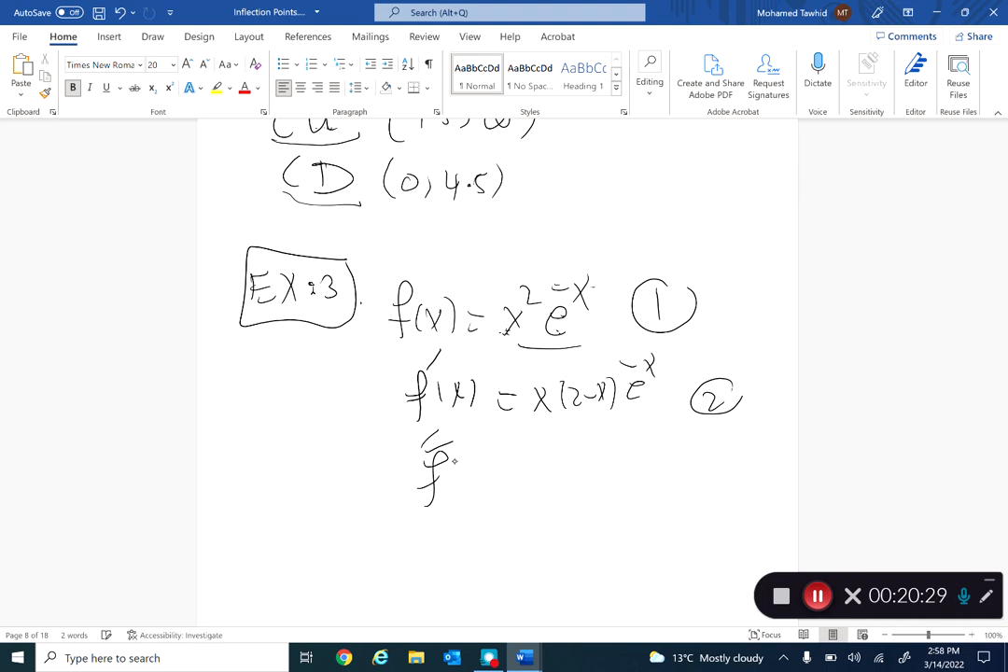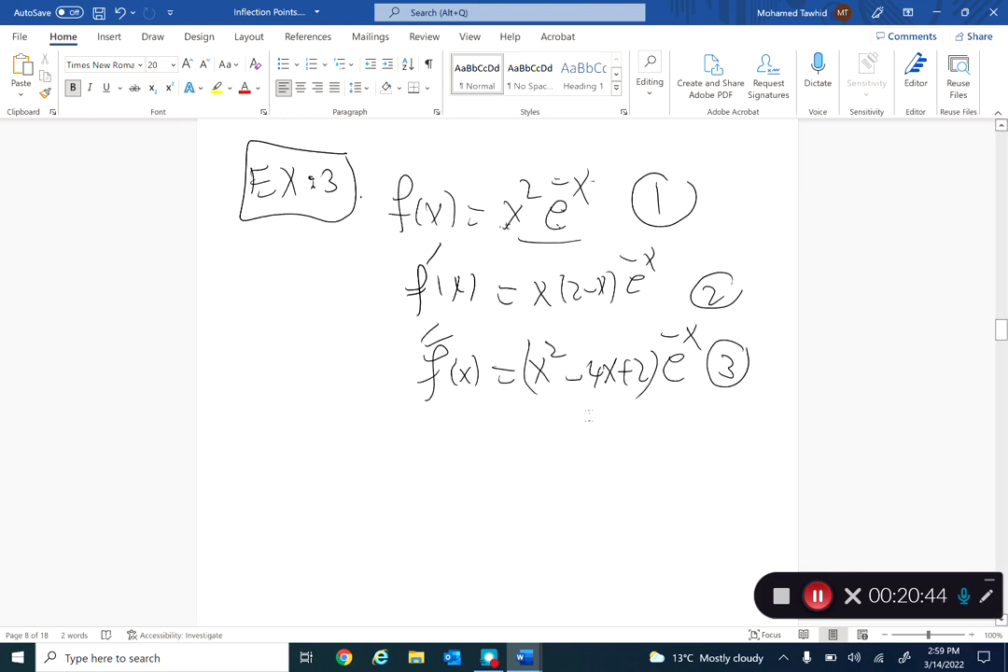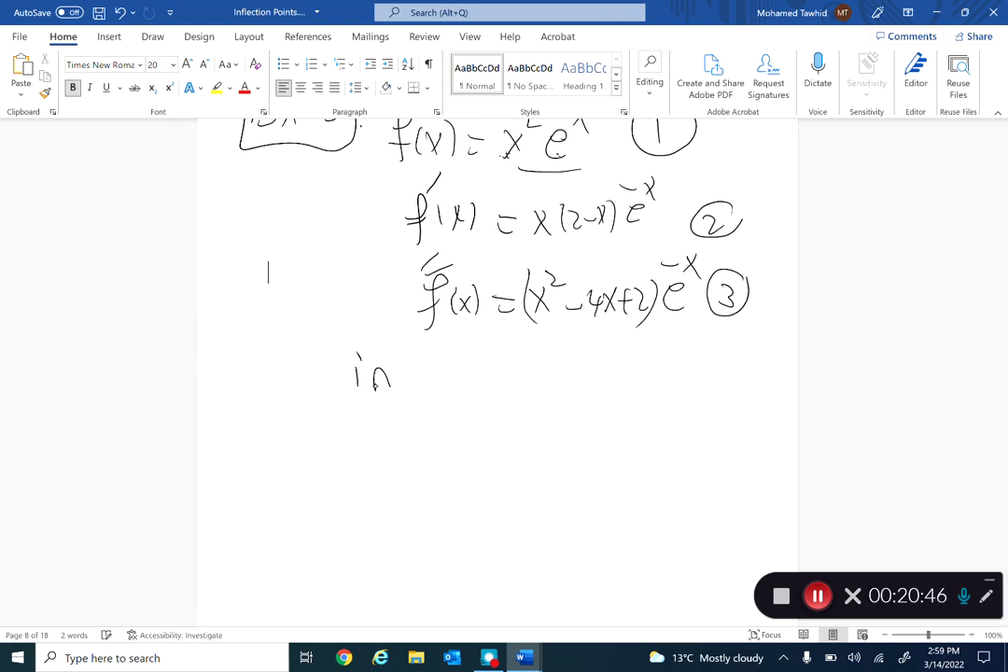What is the second derivative? The second derivative is (x squared minus 4x plus 2) multiplied by e to the 1 minus x, and that is equation 3. So what is the question? I need to find the inflection point. That is number 1.